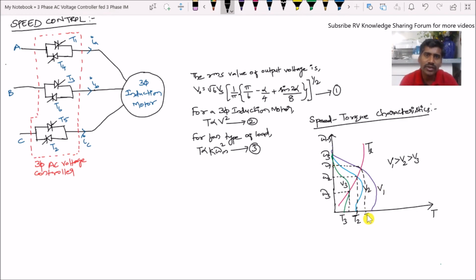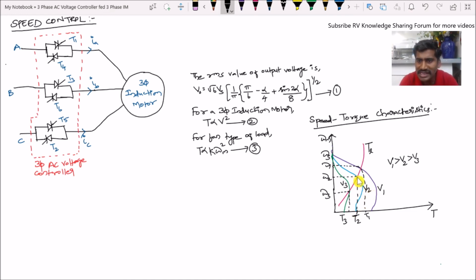Now, for some reason, we want to control the speed. For that, we can reduce the stator input voltage of this three-phase induction motor by varying the firing angle of the thyristors of the three-phase AC voltage controller. If we change the firing angle, the voltage V1 is reduced to V2. This blue colored line is the speed torque characteristic of the three-phase induction motor corresponding to the new, reduced voltage V2.